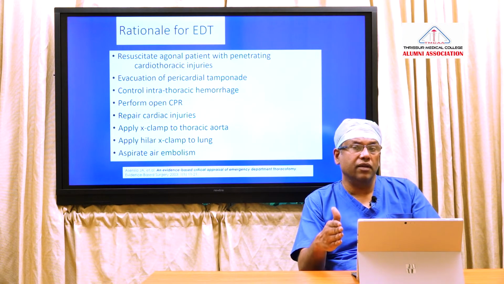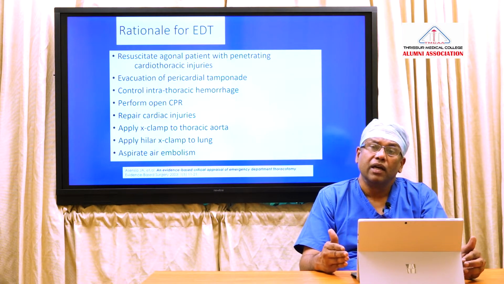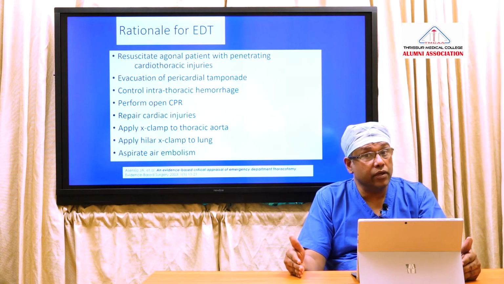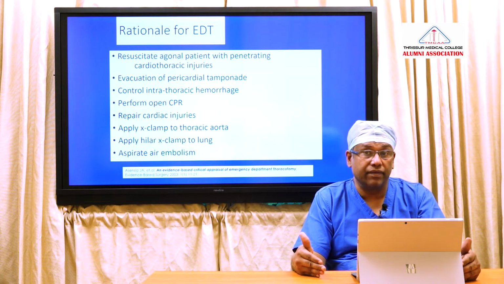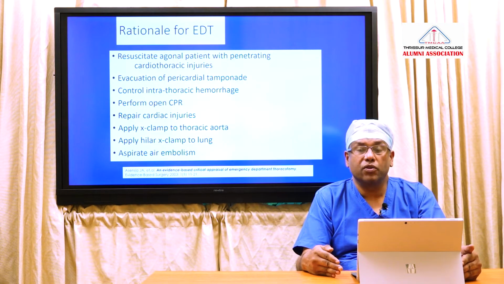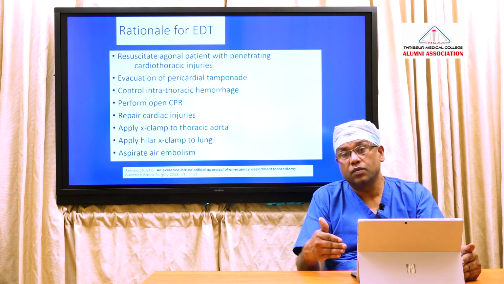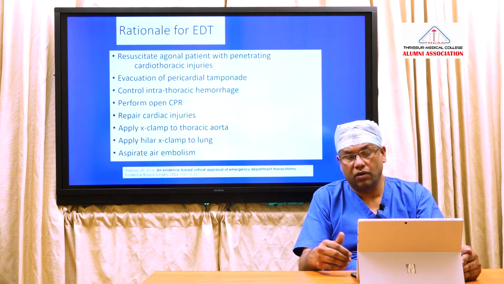And now even the recent protocols say that emergency thoracotomy has got a survival rate of 15% in patients who are likely to be lost. That means 1 in 6 can be saved. So the role of emergency room thoracotomy is coming back to practice, and that is why I wanted to address the indication for emergency room thoracotomy.